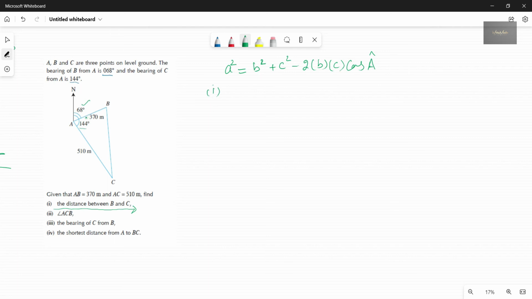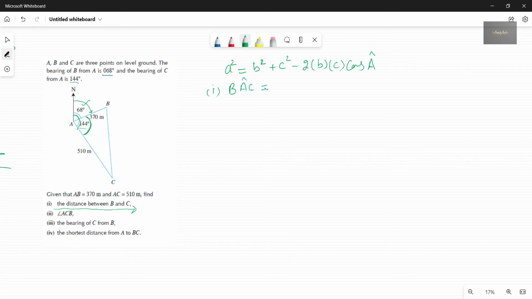But first I need this triangle angle, which you can easily calculate. You know the bearing from north to the line AC is 144, and the bearing of B from A is 68. When you subtract, you will get the triangle's inside angle. So the first step will be angle BAC. We need to find this angle to move further in this part.